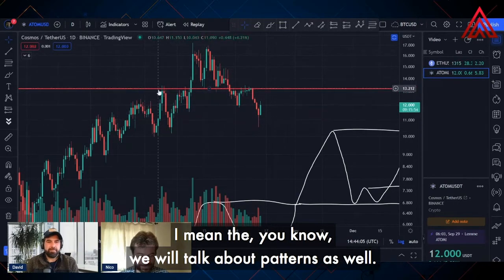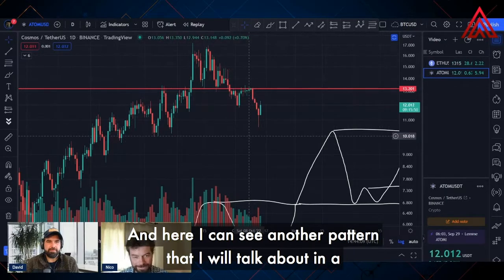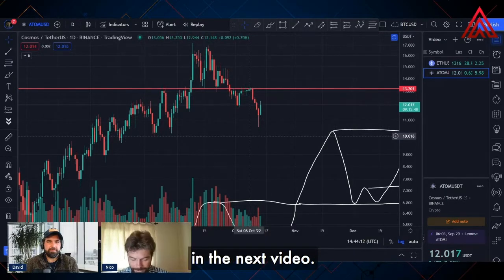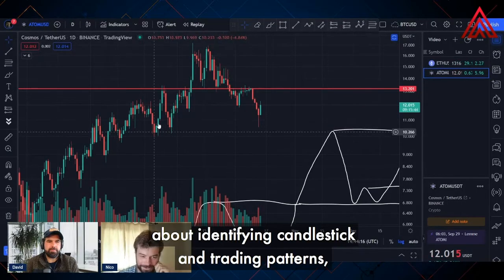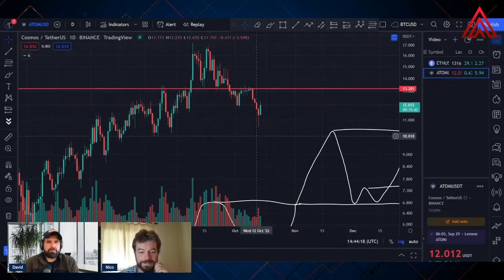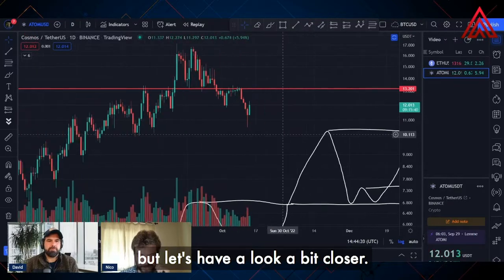We will talk about patterns as well, and here I can see another pattern that I will talk about in the next video. Actually, our next video is going to be about identifying candlestick and trading patterns. But let's have a look a bit closer.